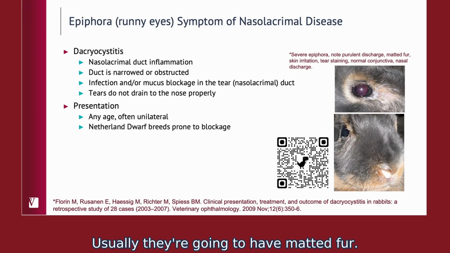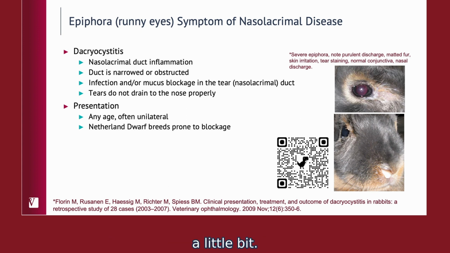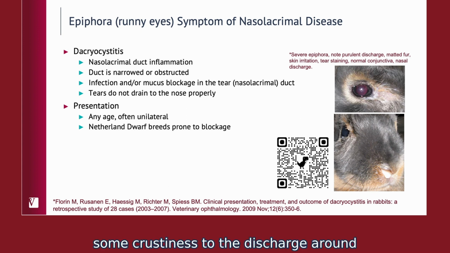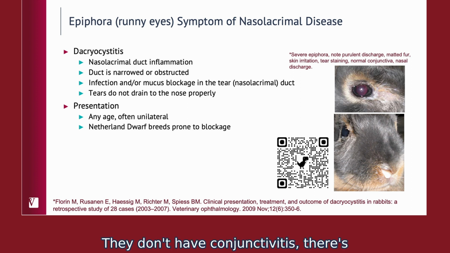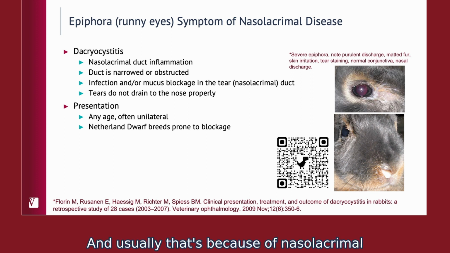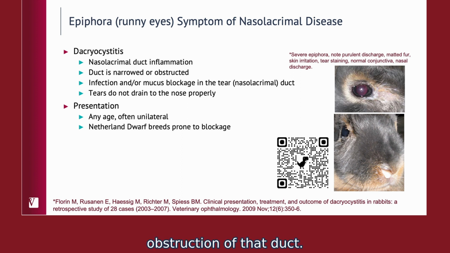Usually they're going to have matted fur. This picture here is not the best quality, but you can really see that this has probably been going on for a little bit. So the fur is matted down. There's some crustiness to the discharge around the eye. They don't have conjunctivitis. There's not necessarily reddening of the conjunctiva, but they just have loss of fur in this area too. And usually that's because of nasolacrimal disease, either narrowing or complete obstruction of that duct.